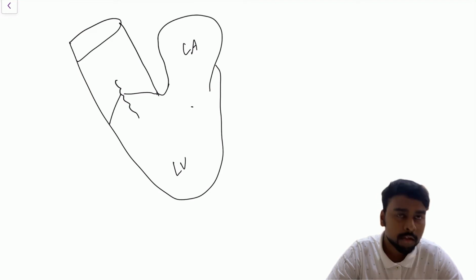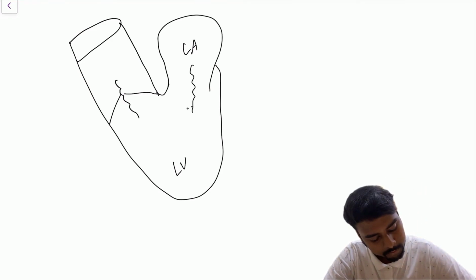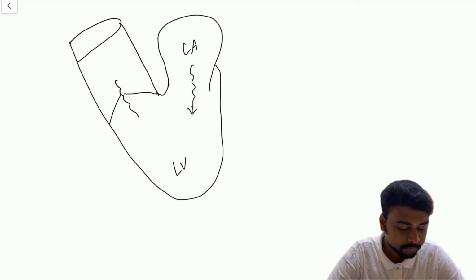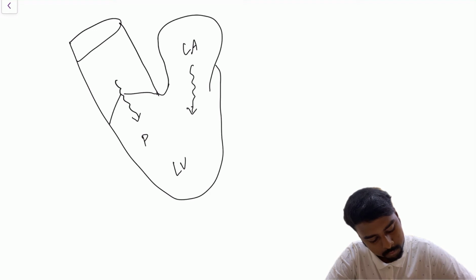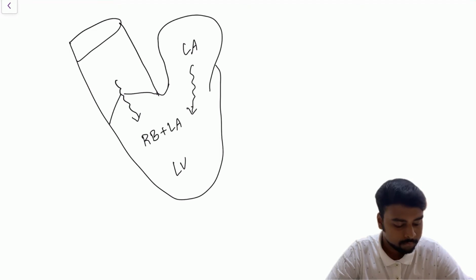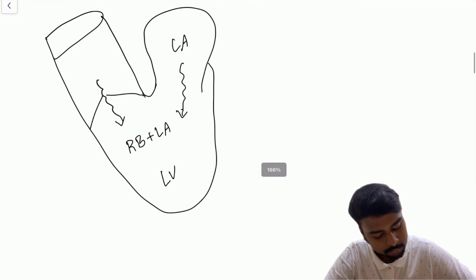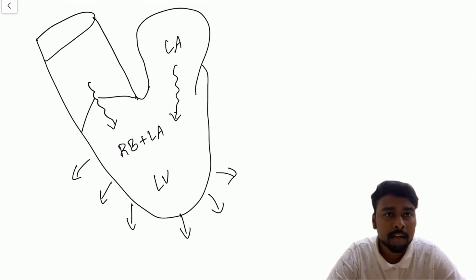The left ventricle also receives blood from the left atrium. So, blood from the left atrium also comes to the left ventricle. What happens? There is a volume overload. Why? Because there is both regurgitated blood as well as the left atrial blood. So, to compensate for that, there will be left ventricular dilatation. And sometimes there will also be eccentric hypertrophy.